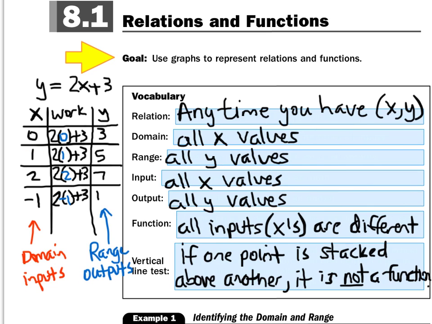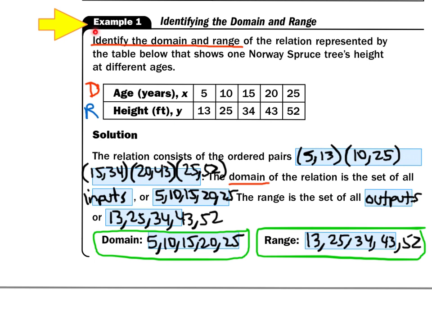If I input a 1, 2 times 1 is 2, plus 3 gives me 5. If I input a 2, 2 times 2 is 4, plus 3 would give me 7. If I input a negative 1, 2 times negative 1 is negative 2, plus 3 would give me a positive 1. Alright, take a look at example 1.